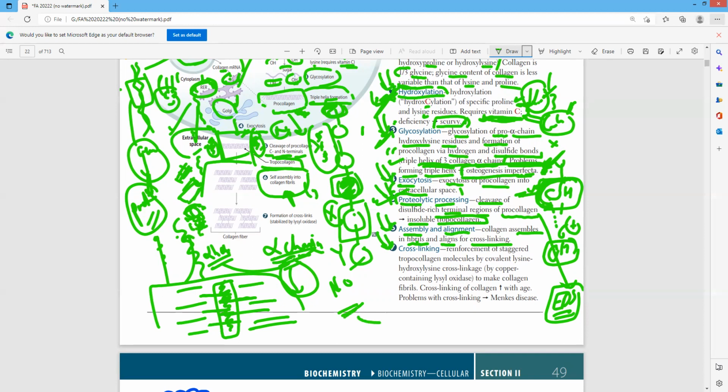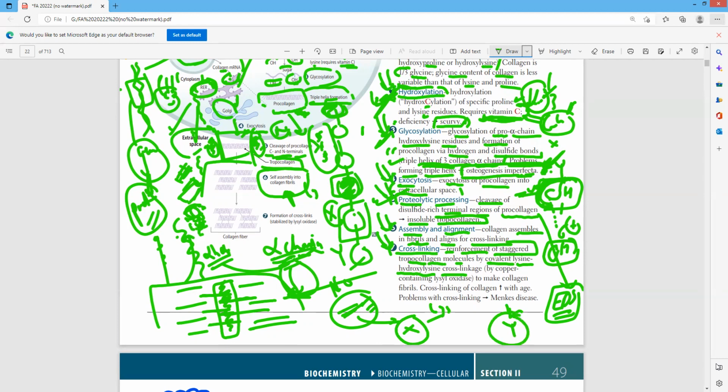This is a small fiber, so you will assemble both, or here you will cross-link between them, and this will cause reinforcement of the staggered tropocollagen molecule as I showed you here. This is by covalent lysine and hydroxylysine cross-linking. Remember that lysine you will find on position X, and hydroxylysine you will find on position Y. And what helps in that? It will be vitamin C. When it is deficient, you will find what? You will find scurvy disease, vitamin C deficiency.